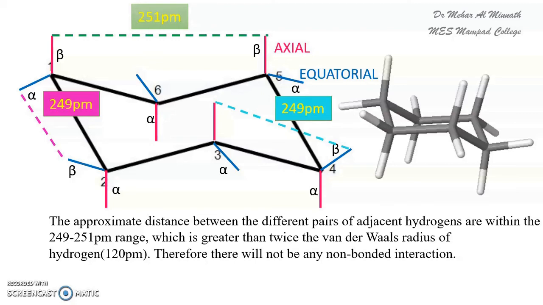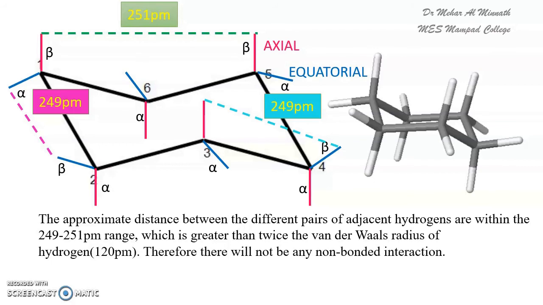So there is some distance between the two hydrogen atoms. So this conformation will not experience van der Waals interaction or van der Waals repulsion, since the distance between any two pairs of adjacent hydrogen atoms is above 240 picometer. Alright, so that aspect you must remember.